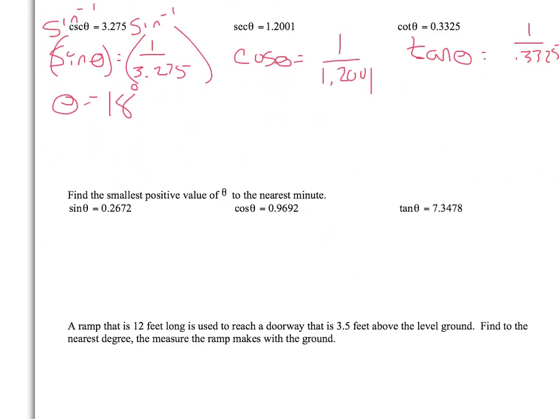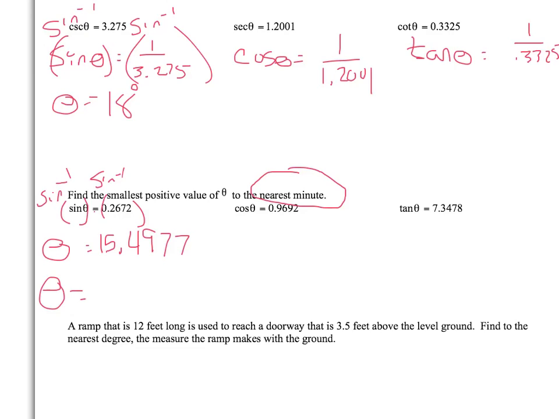Next piece is the same thing we've been doing. What you're going to start by doing, the directions are a little bit different, but the start is the same. You're solving for theta, so you're going to take the inverse sine of both sides. When you take the inverse sine of 0.2672, you get about 15.4977. But look at the directions. The directions say to the nearest minute. So to get to the nearest minute, what you're going to do is use your calculator.